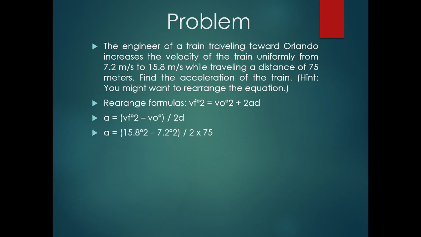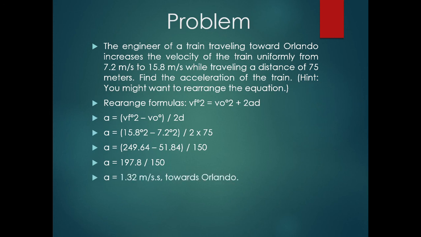So here you have the values we have from the problem. We substitute them and we operate them. We have them right here. And we find that at the top we have 187.8 divided by 150. So lastly, what will be our acceleration from the problem? We will have 1.32 meters per second squared towards Orlando, as it was stated in the problem.